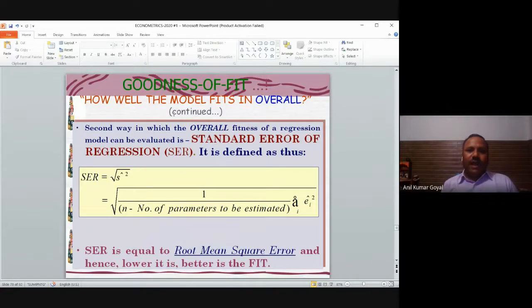So, goodness of fit, how well the model fits overall. Again, what will I see? The second way in which the overall fitness of a regression model can be evaluated is the standard error of regression, SER. It is defined by this formula. So SER is equal to RMSE, root mean square error, and hence the lower it is, the better the model is. But how will I come to know whether this is lower or not? So I will compare models: model 1, model 2, model 3. I will choose the model which has the higher R square and the lowest SER.